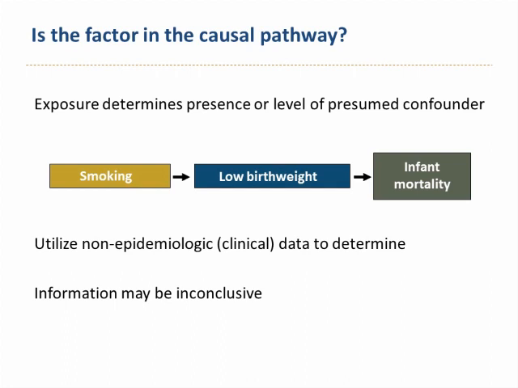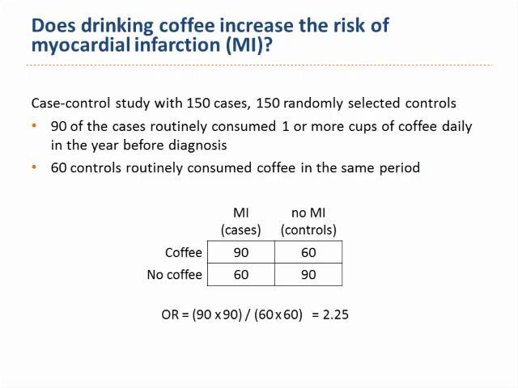We'll now walk through an example of how we would go about assessing a confounding relationship between an exposure and a disease. In this example, we'll ask, does drinking coffee increase the risk of myocardial infarction? To do this, we'll construct a case control study of 150 cases and 150 randomly selected controls. From the study, we find that 90 of the cases routinely consumed 1 or more cups of coffee daily in the year before diagnosis. Similarly, we find that 60 controls routinely consumed coffee in the same period.